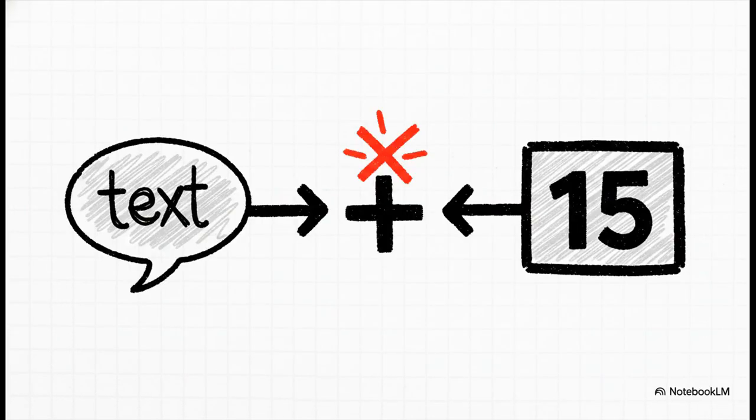See, Python is super literal. When it sees a plus sign, it's either doing math with numbers or it's joining text together. It can't do both at the same time. Trying to join a piece of text with a number is like asking someone, hey, what's the word hello plus the number 15? The question itself just doesn't make any sense.